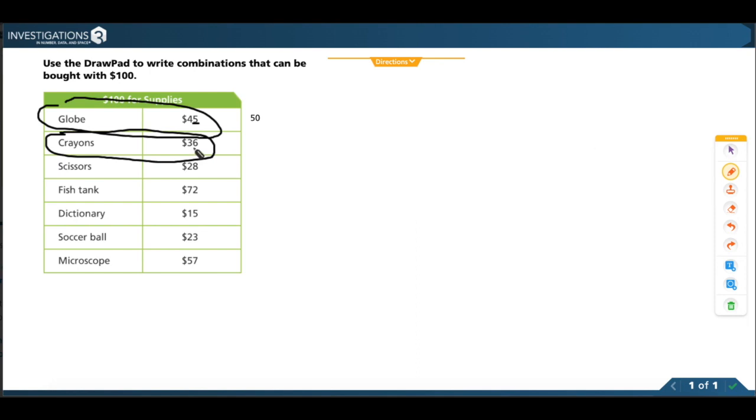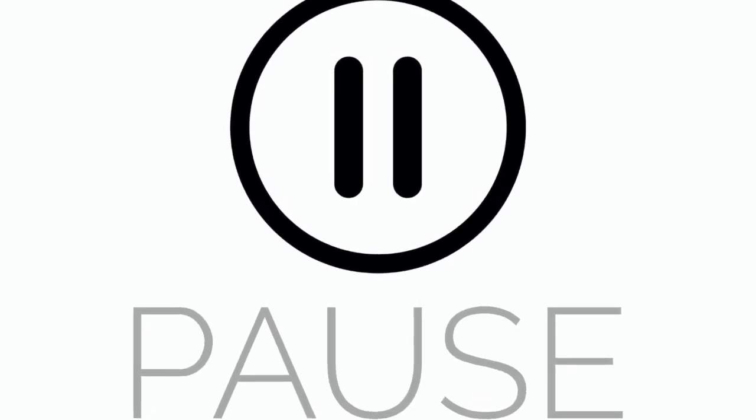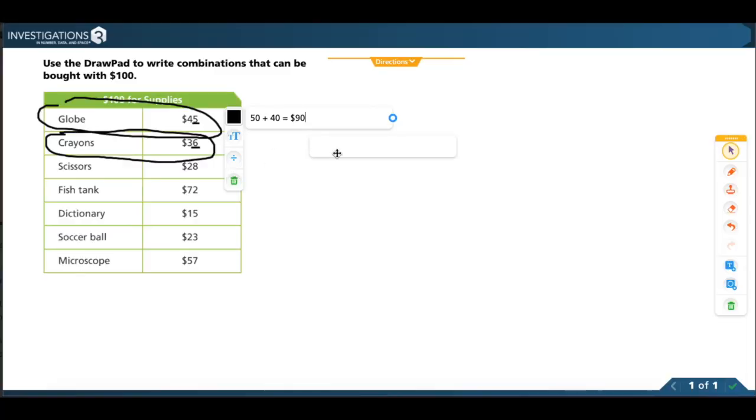So again, I can pay attention to my ones place. I see that this is 5 or more, so I'm going to raise up my tens place to make it $40. So all I did was round a globe and crayons. So I got 50 plus 40, which is $90. I can also add scissors and crayons together because scissors would round to $30 and crayons would round to 40, which is less than 100. There's a lot of different combinations that I can make with two items.